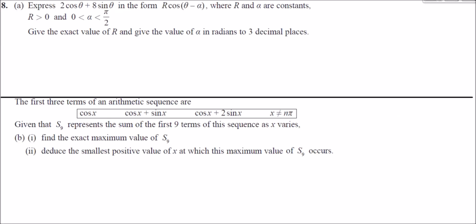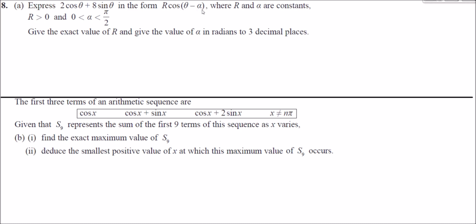Question 8, harmonic trig functions. 8a, we have to express 2 cos theta plus 8 sin theta in the form r cos(theta minus alpha), where r and alpha are constants to be found. R is greater than 0 and alpha is in the range in radians, because it's in terms of pi, between 0 and pi over 2. In old money, between 0 and 90 degrees. We need to find the value of r in exact form and give the value of alpha in radians to 3 decimal places. This is a compound angle, cos of theta minus alpha.